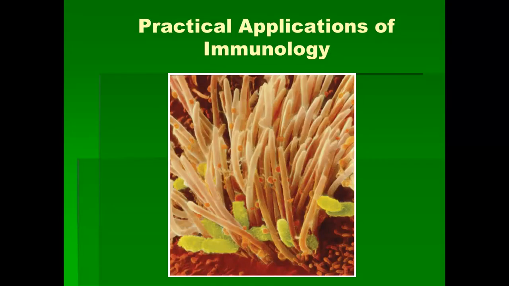Chapter 11, Practical Applications of Immunology. Variolation. Variolation was the inoculation of smallpox into skin during the 18th century.